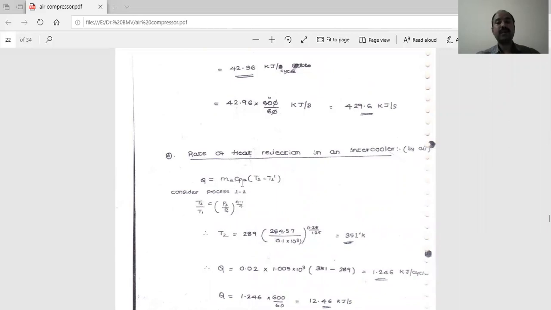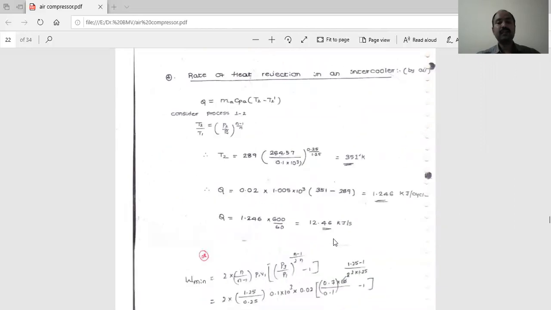That is, m into Cp into T2 minus T2 dash. Then we have to calculate the value of T2. T2 divided by T1 is equal to P2 divided by P1 to the power of N minus 1 divided by N. We calculate the value of T2. It becomes 351 Kelvin. You can calculate the value of Q. Q becomes 12.46 kilojoules per second.